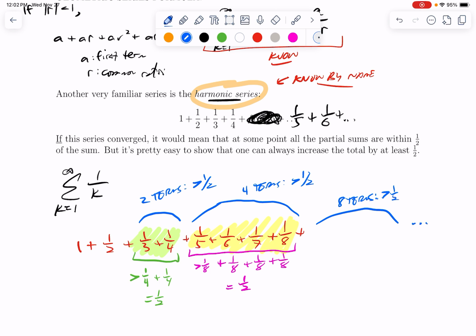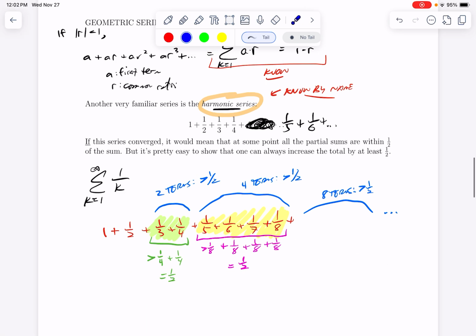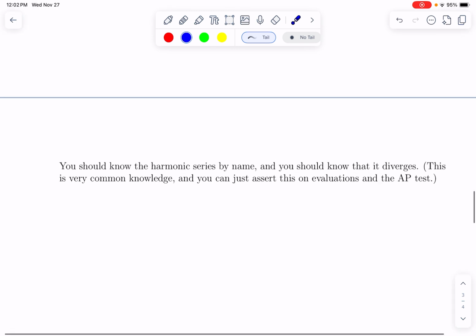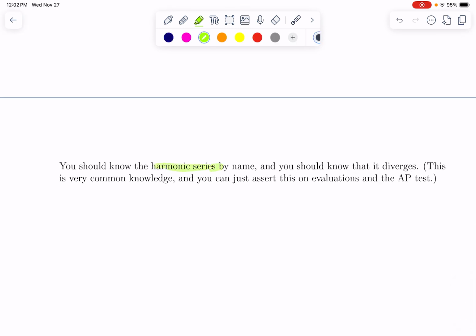If this is convergent, it means that these partial sums are approaching something. But they're not approaching something, because if I keep going, it's always getting bigger by a discernible amount. This is not asymptotic. It grows by a half, it grows by a half, it grows by a half. That's growing infinitely large. So what you should know here is that you should know the harmonic series by name, and you should simply know that it diverges. That is a well-known fact. You can just assert it when you need it.